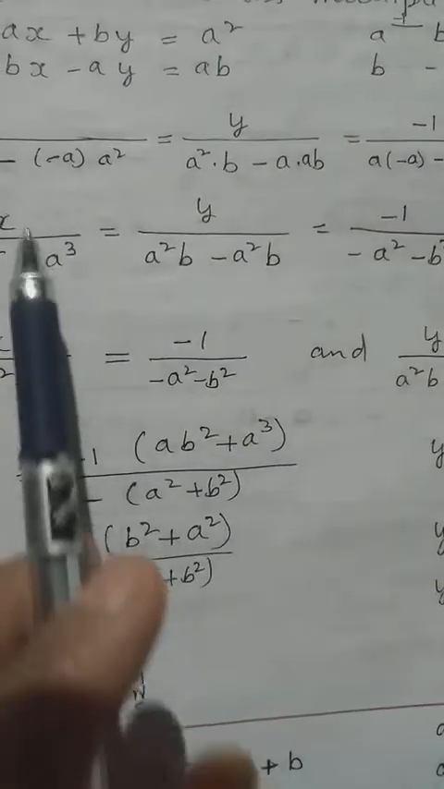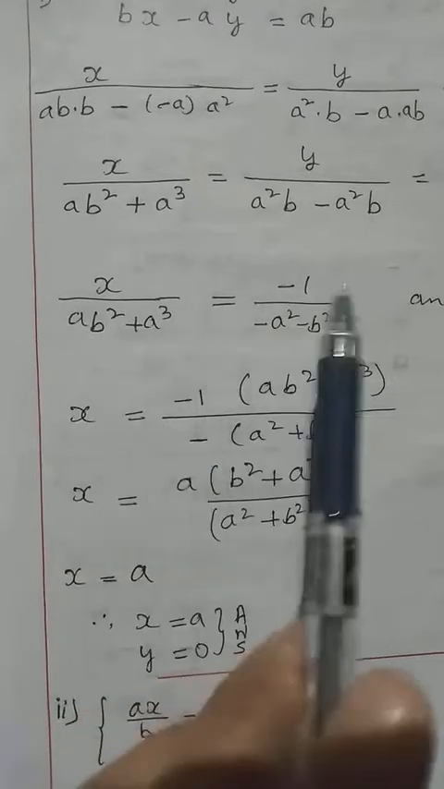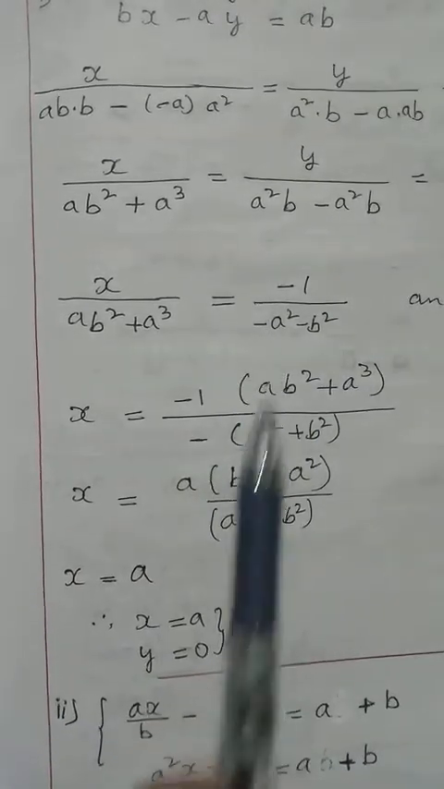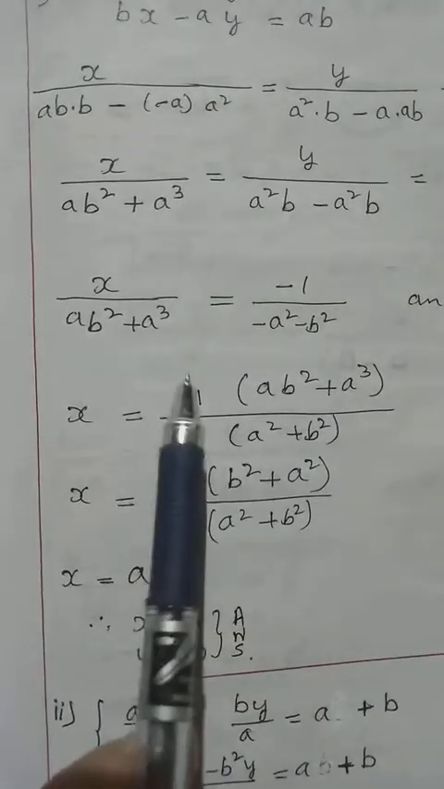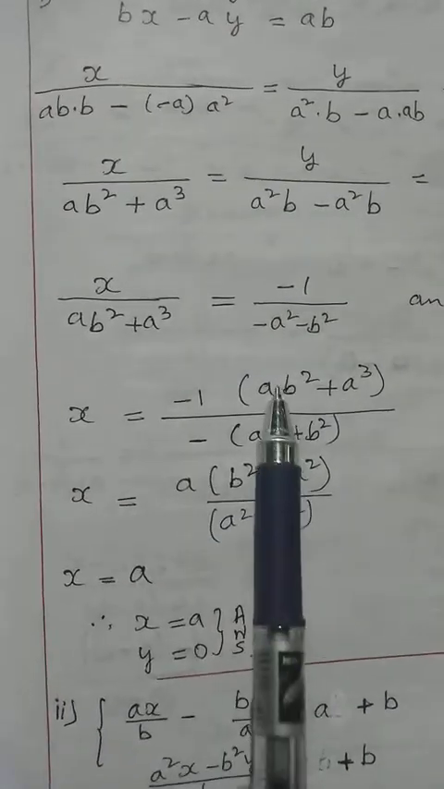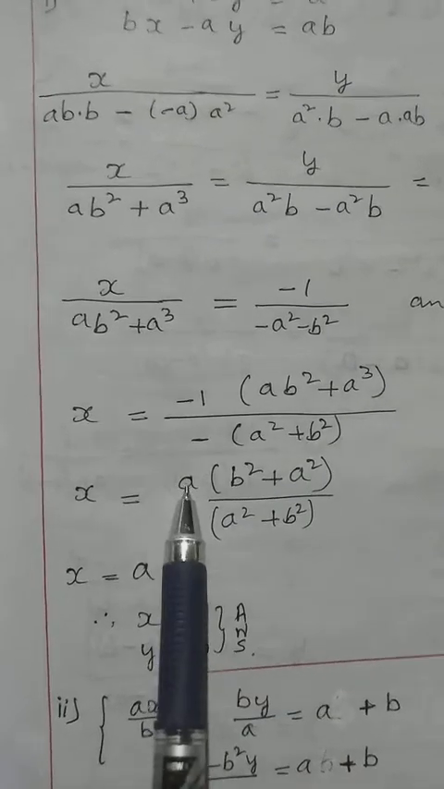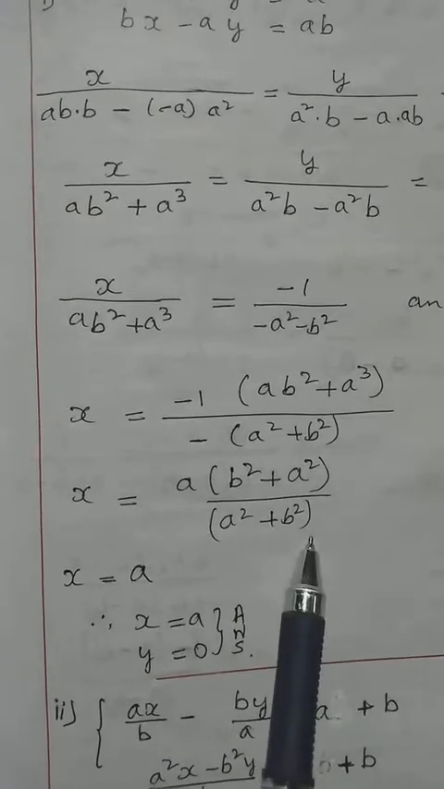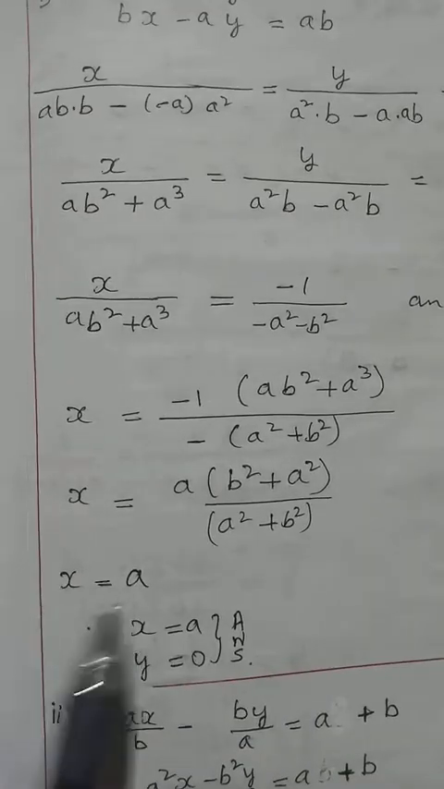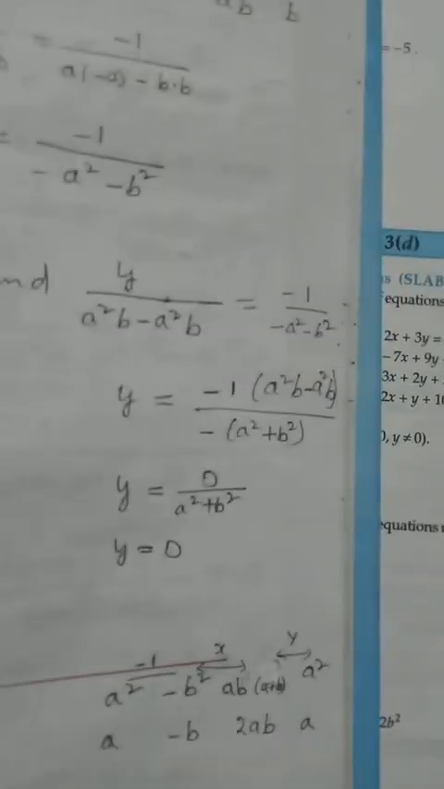Then we separate x and the constant term, y and the constant term. Then we cross multiply. So here we can take common minus, it will become a square plus b square. Minus minus cancel. Then here we have a cube. We can take a common, and are left with b square plus a square. Here both are the same, we can cancel. The value of x is equal to a. Then the other side is also the same thing.